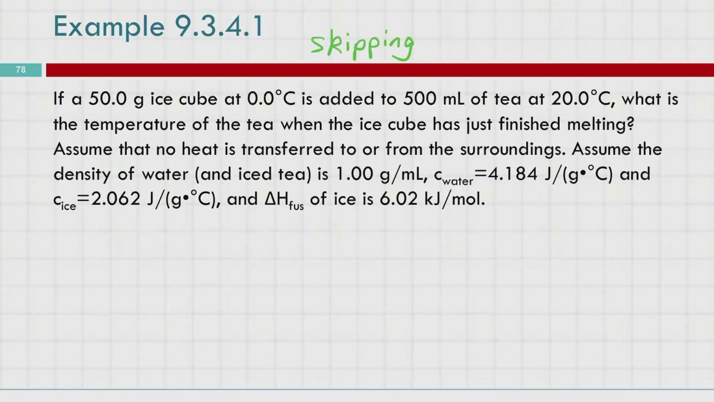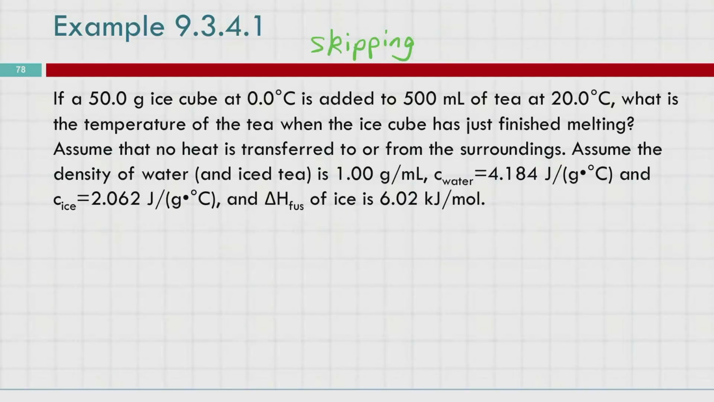Okay, great. So the key phrase here, just finished melting, that's crucial to this not being an insane problem. If it doesn't say just finished melting, then this problem becomes a lot more difficult. So we're calculating how much heat is released by the 50 grams of ice, or how much heat is absorbed by the 50 grams of ice when it melts. So we're going to use our delta H fusion, turn 50 grams into moles, multiply it by this delta H fusion. That figures out how much heat is absorbed by the ice.